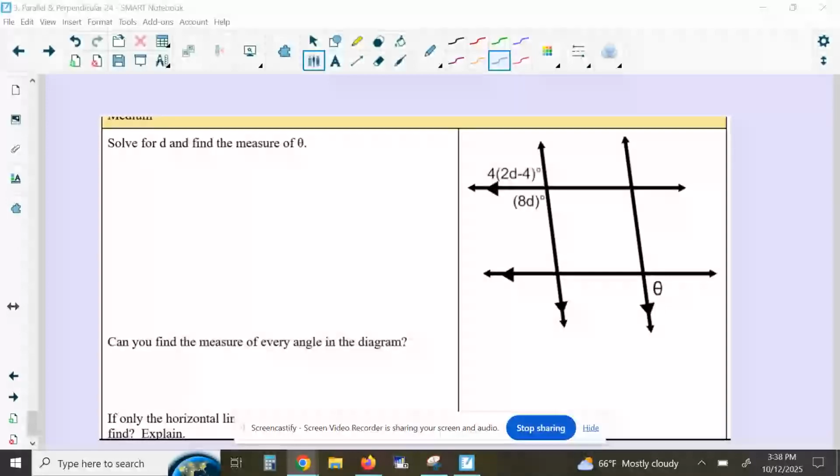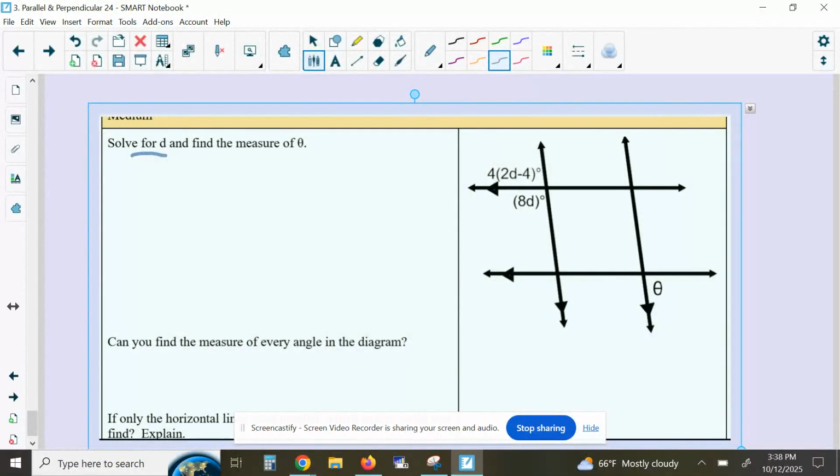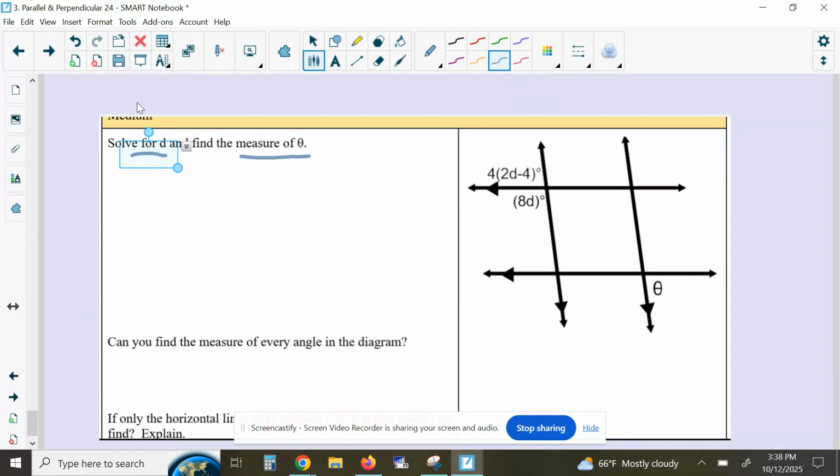So for this picture, we are asked to solve for d and then find the measure of theta. So we have to make sure we do both of those items. Solve for d and then also find the measure of theta. So we're given this diagram.